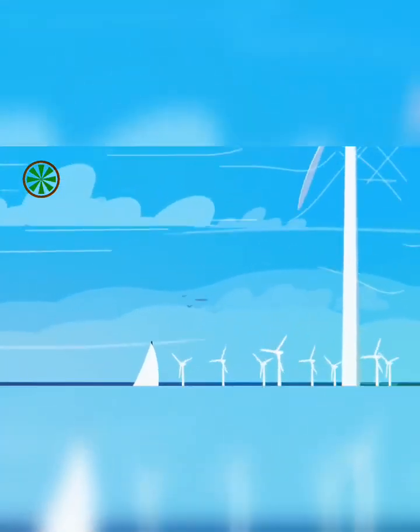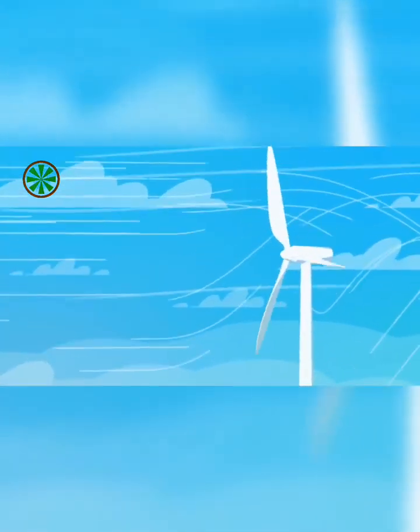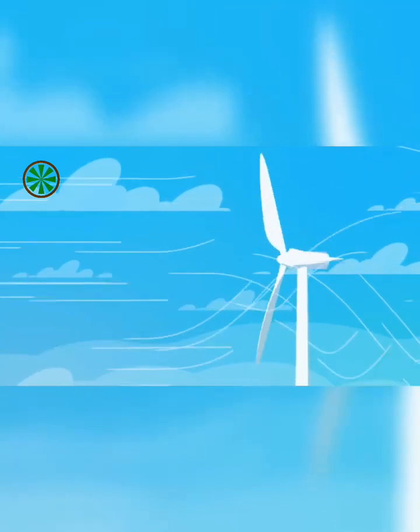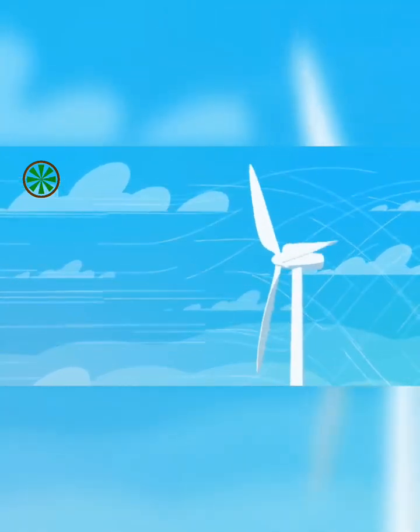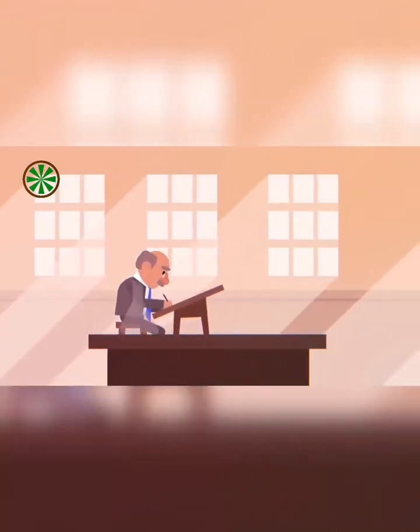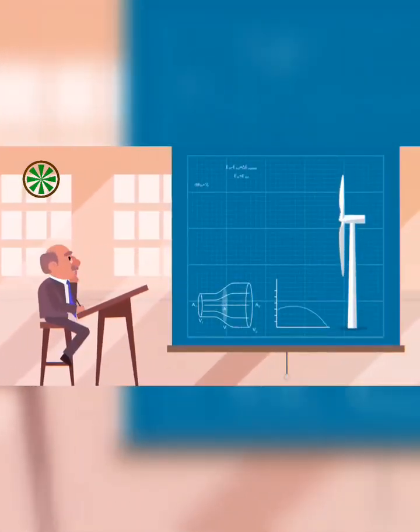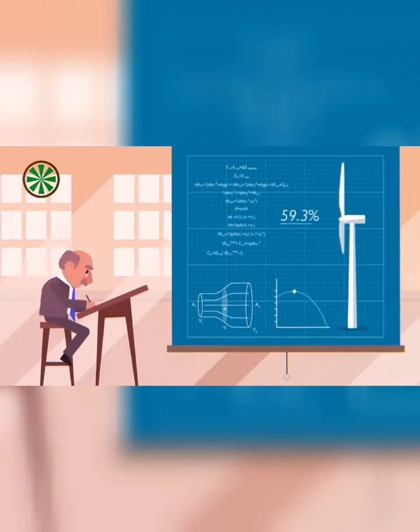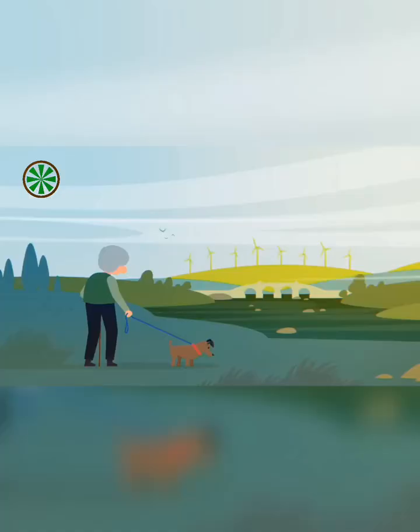Wind may be a free and unlimited fuel, but no matter how large or efficient a turbine is, there's a mathematical limit to how much wind it can convert into electricity. German physicist Albert Betz calculated that since some wind must remain to keep the blades spinning, a turbine can only ever capture 59.3% of the wind's energy.